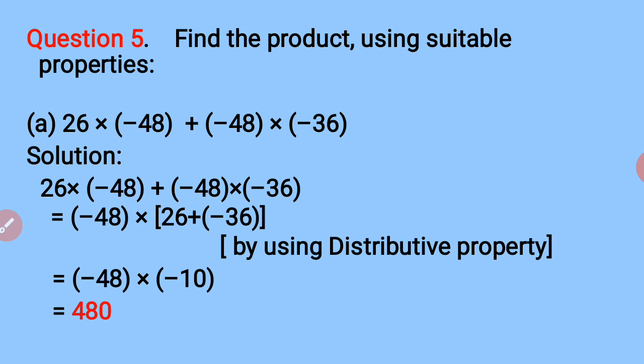Now let's proceed. This minus 48 is as usual copied down. Children, we are now going to solve the bracket because we always begin with the brackets. Now solve the bracket: 26 plus minus 36 gives you minus 10. After that, everyone can quickly multiply 48 and 10. That gives you 480, and two negatives when multiplied together make a positive. You get 480 as the answer.